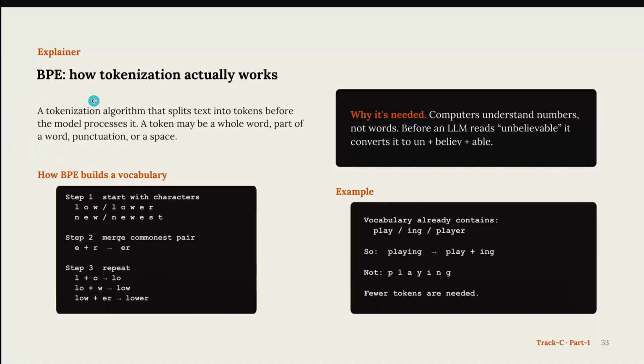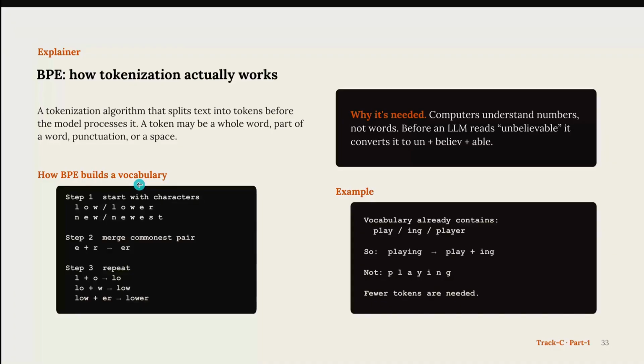Okay, byte pair encoding. How does this tokenization technique actually work? That's what we are looking at here. So imagine BPE is nothing but a tokenization algorithm that splits text into tokens before a model processes it. Okay, a token may be a whole word, part of the word, punctuation, or a space. It could be any of that. Okay, so how does BPE build a vocabulary? It starts with characters. For example, if you have low or lower, if low is already put in the embedding, then ER will be stored separately. Yeah, and newest, EST will become a separate thing.